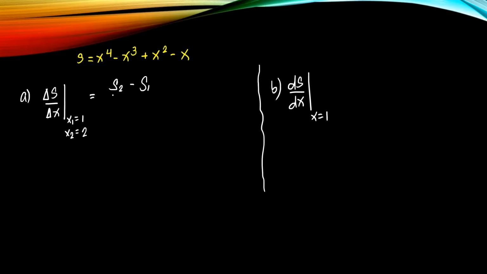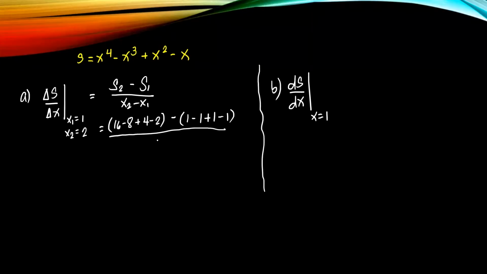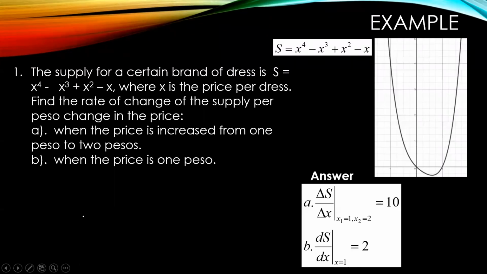Okay? So in here, I can say, that's simply S2 minus S1 over X2 minus X1. What is S2? Okay, 2 pesos, that's 16 minus 8 plus 4 minus 2. At 1 peso, that's 1 minus 1 plus 1 minus 1, all over x2 minus x1, that's 2 minus 1. So on top, this one is 10 minus 0, that is 10 over 1. So the answer is 10. But then look at this, supply per peso. So I can say 10 supply per peso. That's your delta s over delta x. I think that's the answer, 10.